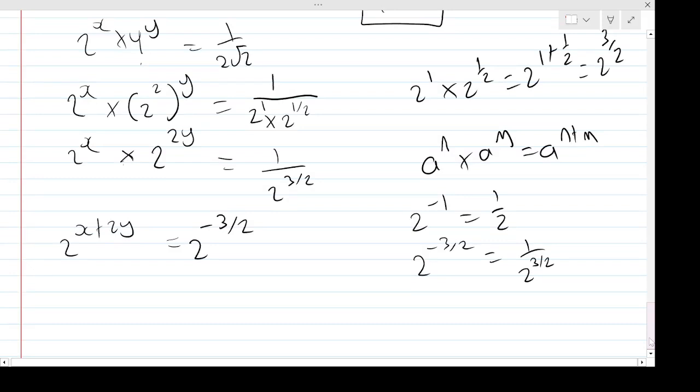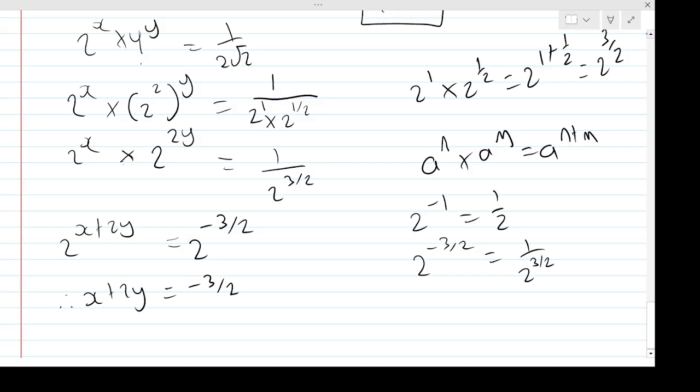Well, now we're in a really good position because I have the same base 2, and they're equal to each other. If they're equal to each other and the base 2 is the same, that means the exponents, the powers, have to be equal to each other. That means simply x plus 2y has to equal minus 3 over 2. We've pretty much done it now, right? Because it said express y in terms of x. So we just need to get y on its own.